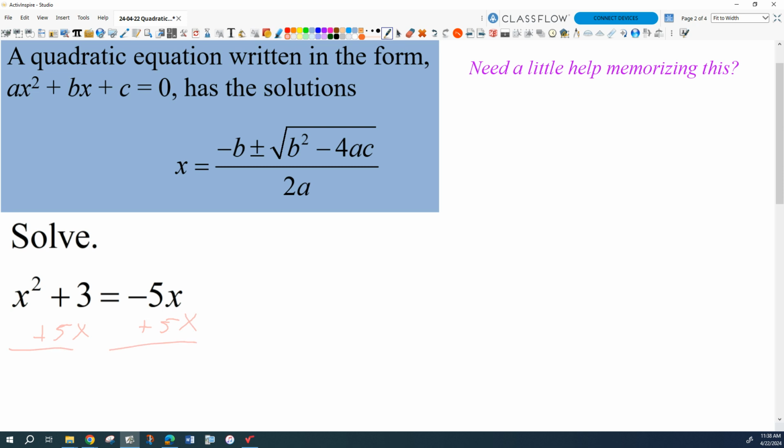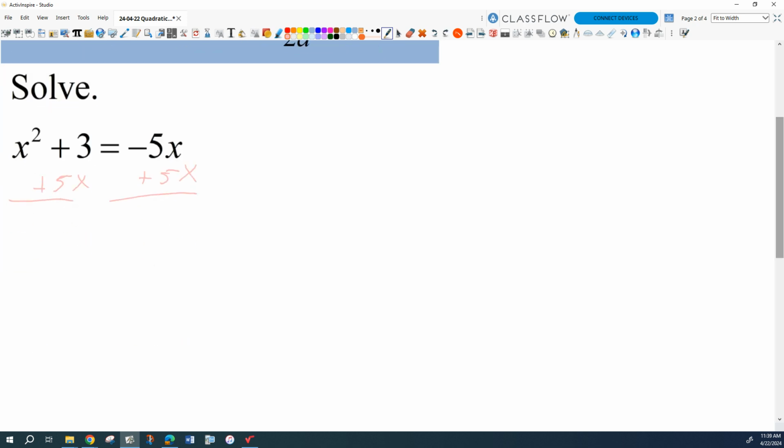And if we do that, that gives us the quadratic equation x squared plus 5x plus 3 equals 0. Okay, good. So we got the quadratic equation in standard form. Now we just need to identify the values for our formula of a, b, and c.